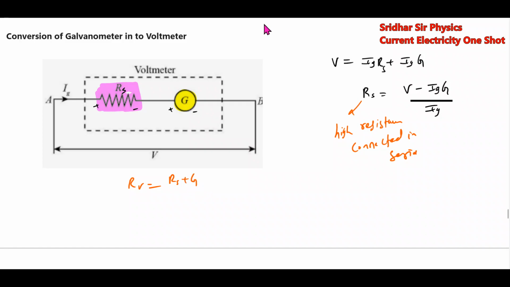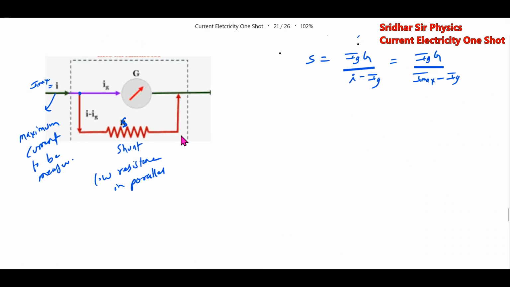What about the ammeter resistance? I forgot. The ammeter resistance Ra will be GS by (G plus S).